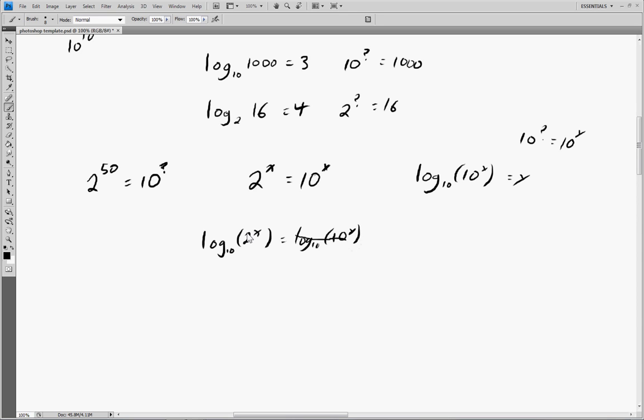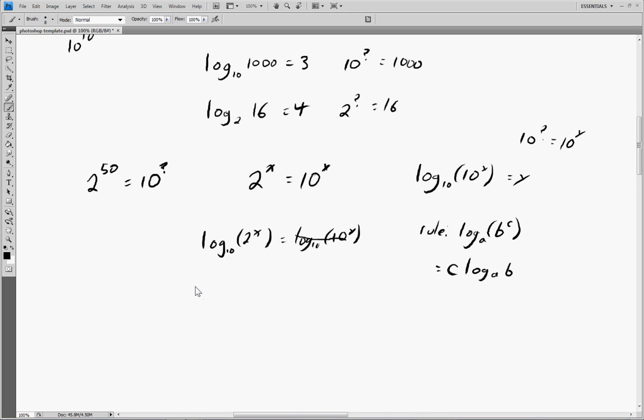And what happens on the left-hand side here? Well, we're going to use a rule of logs to rearrange this a little bit. And the rule is: log base a of b to the c is going to equal c times log base a of b. So basically, you just take this exponent up here and you drag it out front. And that's something that we can do.